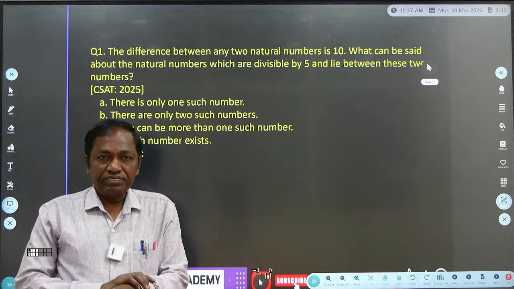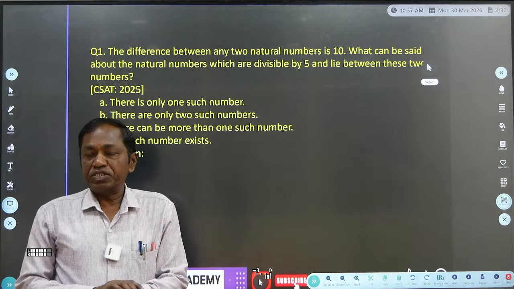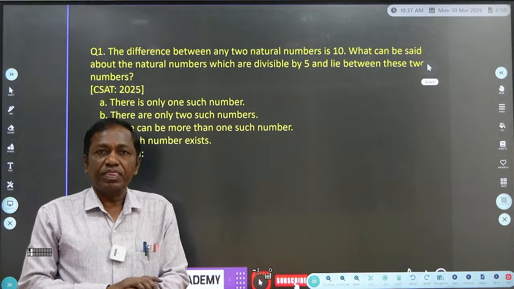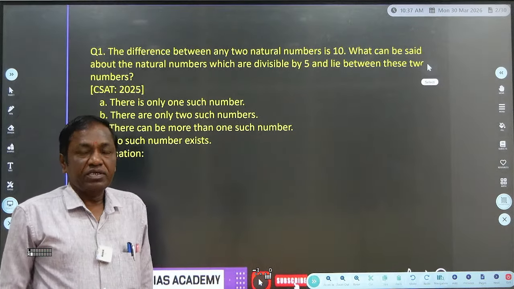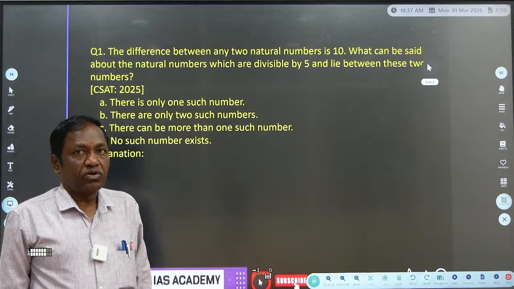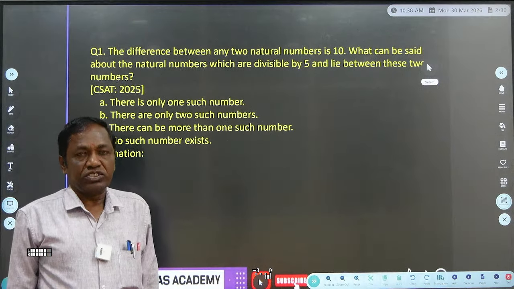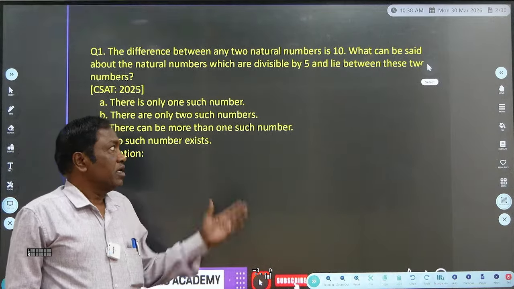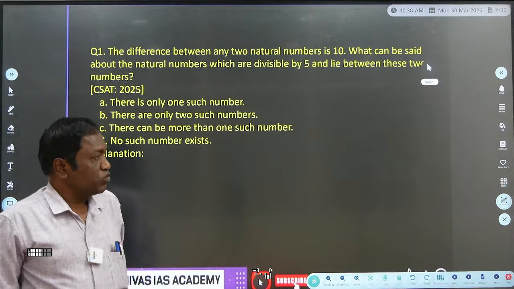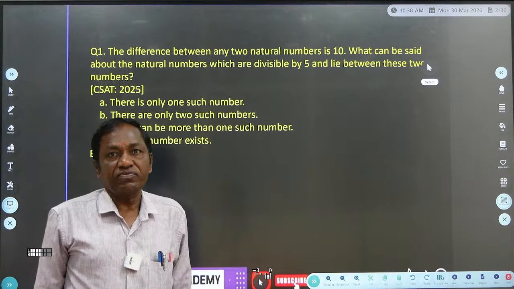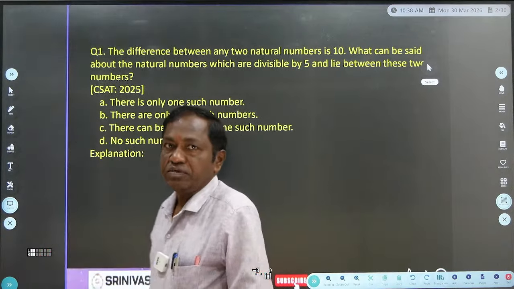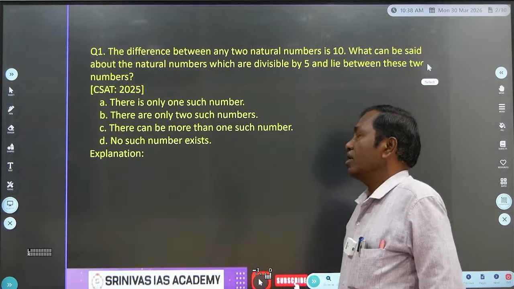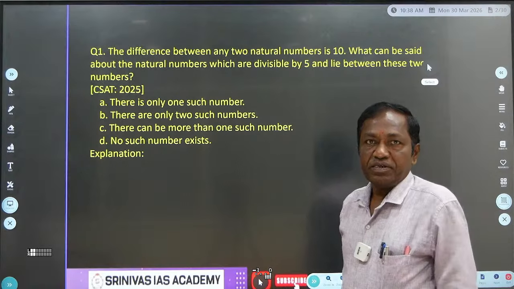Yeah, good morning everyone. This is a presentation from Srinivas IAS Academy located at Bengaluru, and today onwards we are going to solve previous year's CSAT questions which appeared in the previous year's papers, and accordingly you can see the question, how to solve in the quickest manner, how to read the question, what is being said, what is being asked, and how to solve within 1 minute.